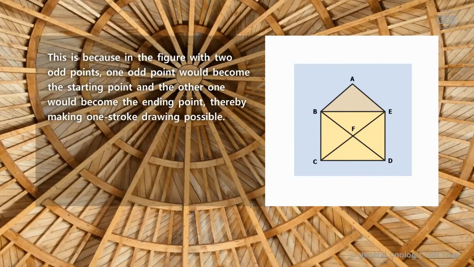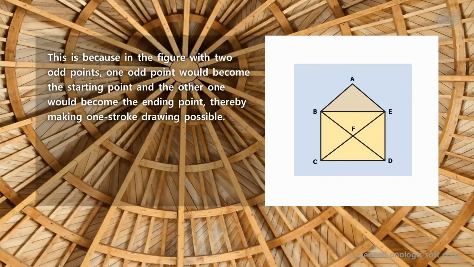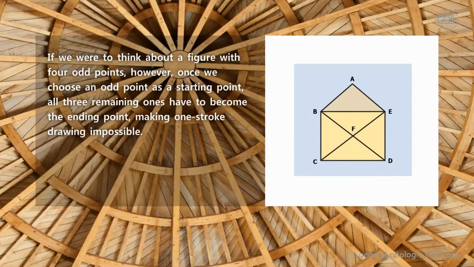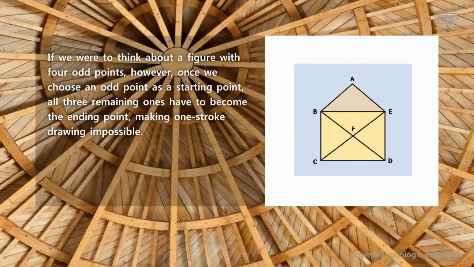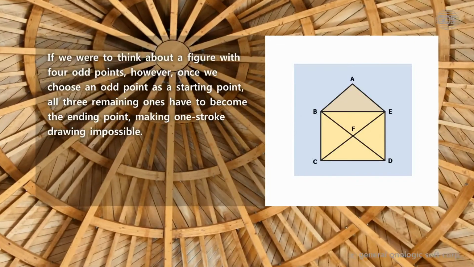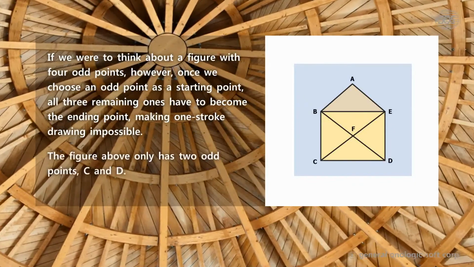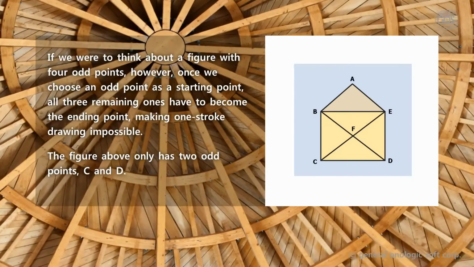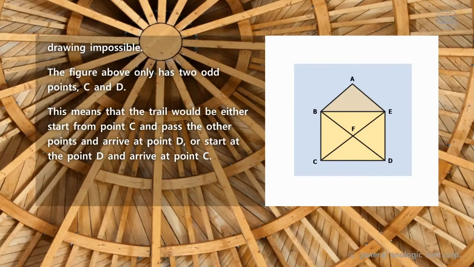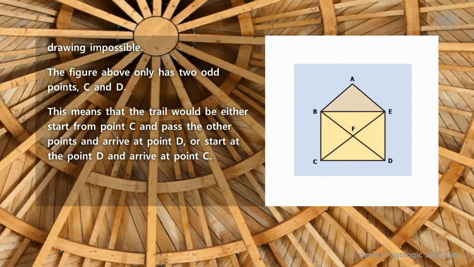This is because in the figure with two odd points, one odd point would become the starting point and the other one would become the ending point, thereby making one-stroke drawing possible. If we were to think about a figure with four odd points, however, once we choose an odd point as a starting point, all three remaining ones have to become the ending point, making one-stroke drawing impossible. The figure above only has two odd points, C and D. This means that the trail would either start from point C and pass the other points and arrive at point D, or start at point D and arrive at point C.